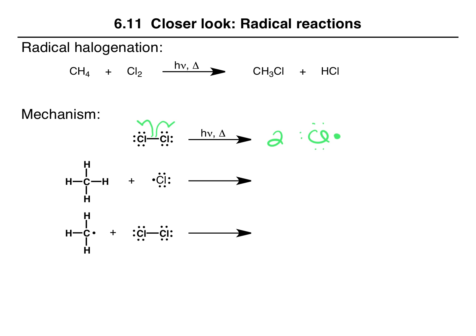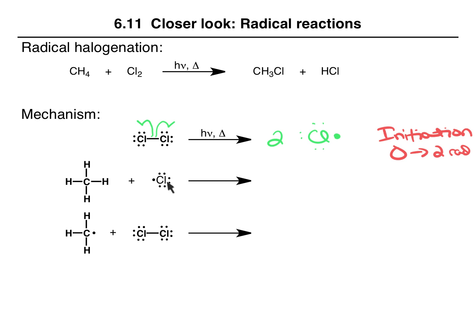This is called an initiation step because we go from 0 to 2 radicals. Now, this is actually a very inefficient reaction. So only a very, very small number of molecules are actually going to undergo this homolytic bond cleavage. So we have made some radicals, but we still have lots and lots of molecular chlorine around.